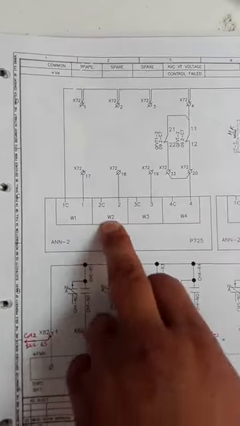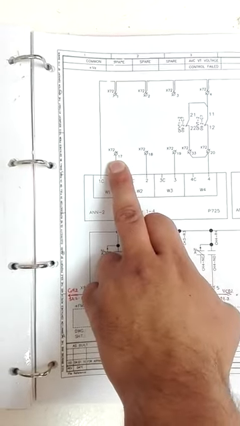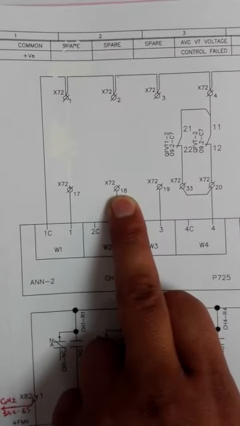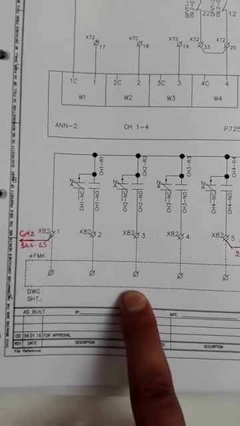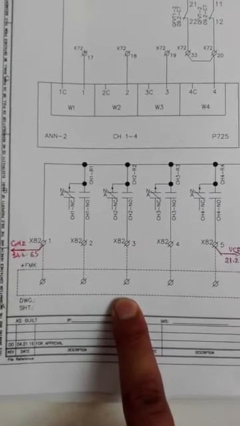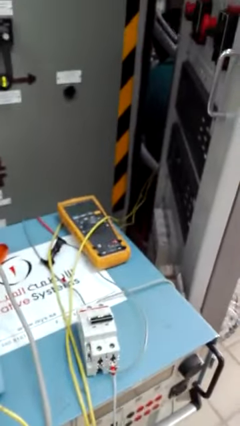Now for the test for W2, what do we need? We need to move from X72.17 and make the connection to X72.18. Okay, and for output we will connect to X82.3. So make this connection please. X72.18.